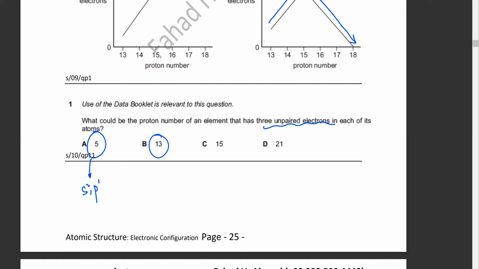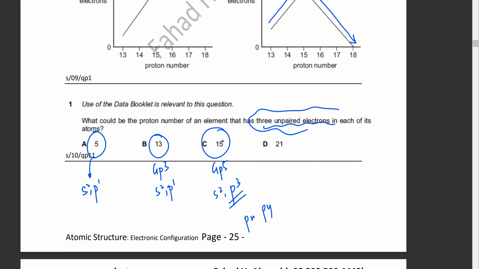13 would be in group 3 again. So that would be S2 and P1 again. So 15 is group 5. If you look at proton number 15 in the periodic table, that is in group 5. This is phosphorus. So group 5 would be S2 and P3. So P3 is 3 unpaired. You've got Px, Py, and Pz orbitals, 1 electron in each of them. So that's 3 unpaired orbitals. So the answer is going to be C.